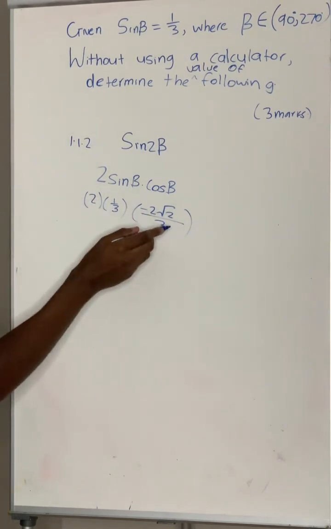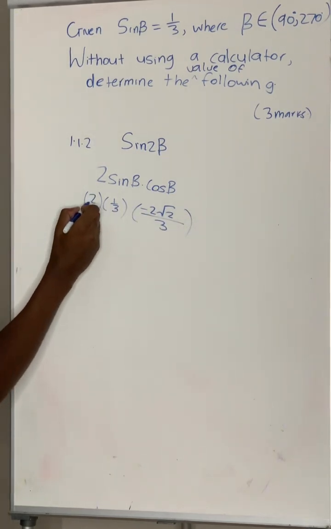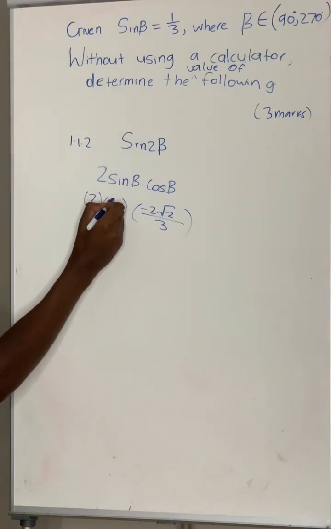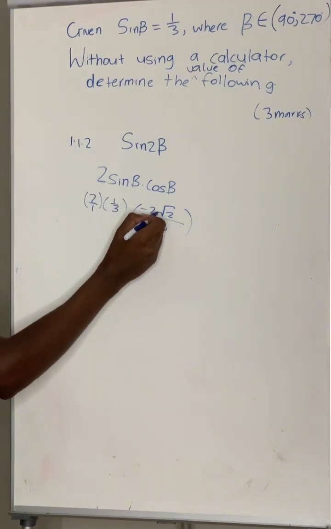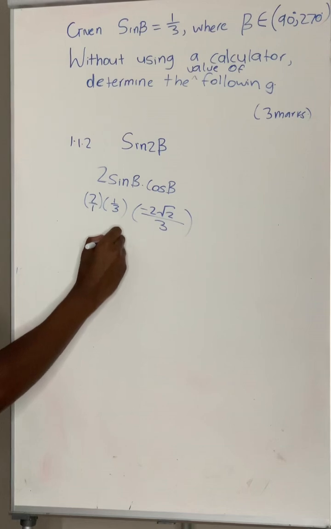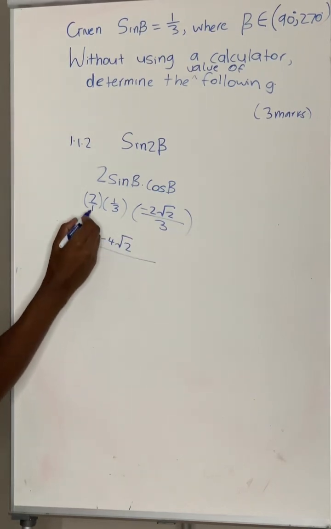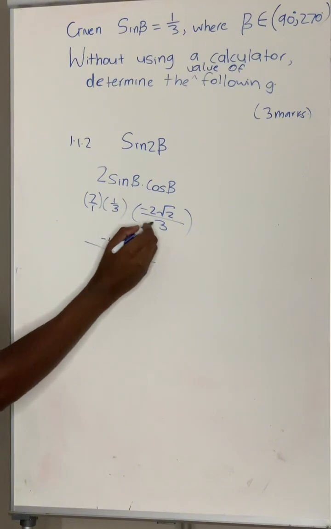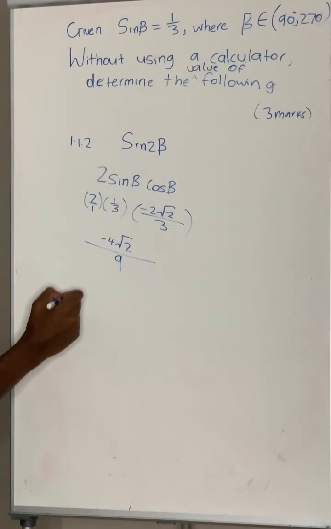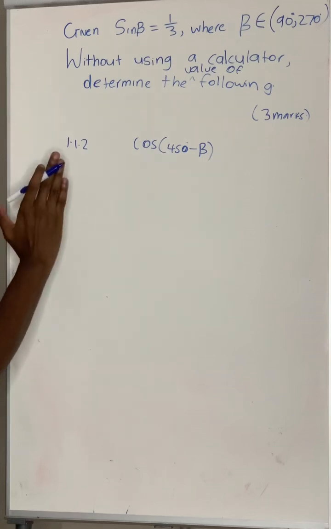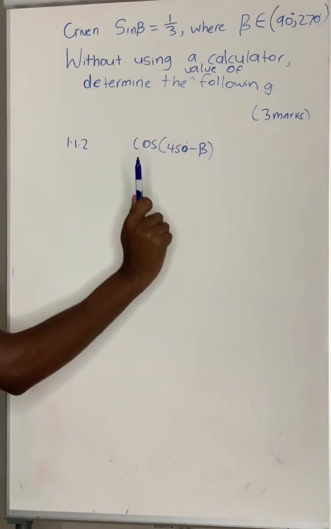Now let's multiply all of the numerators. So 2, this is 2 divided by 1. So it's 2 times 1 times negative 2 root 2. It's going to be negative 4 root 2. All of that divided by 1 times 3 times 3, that is 9. And then you're done. Okay, so now we're asked to determine the value of cos of 450 minus beta, again for 3 marks, okay?